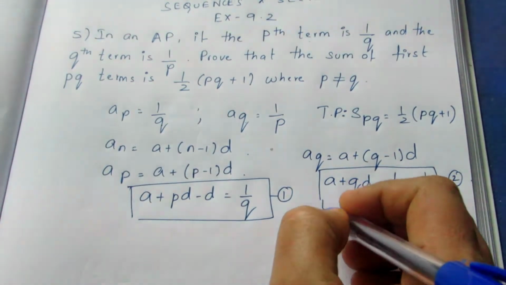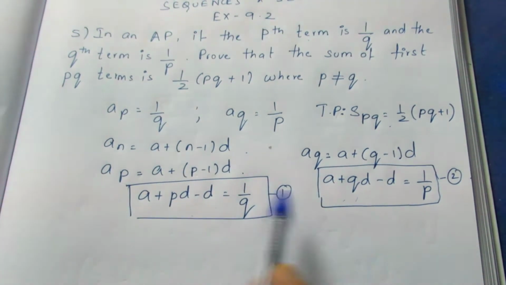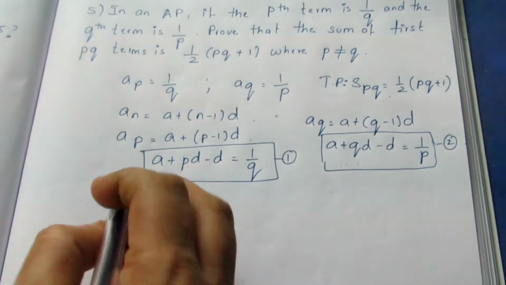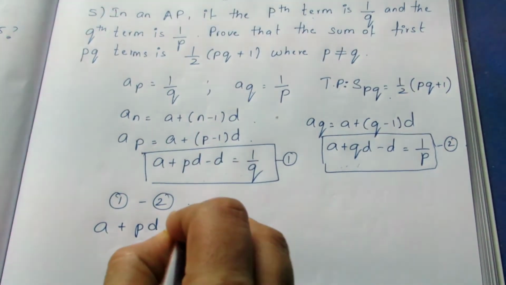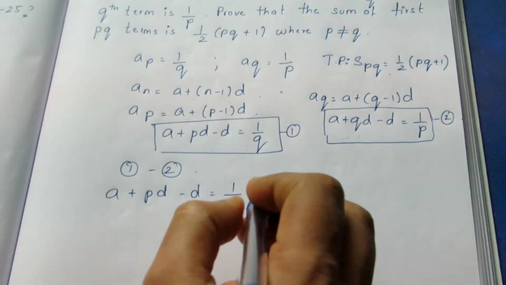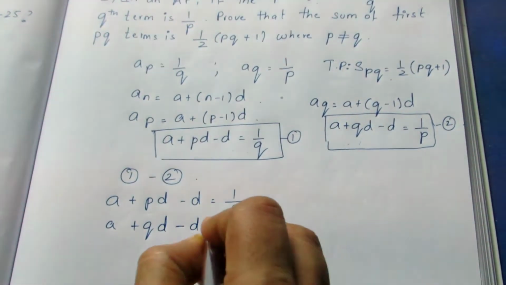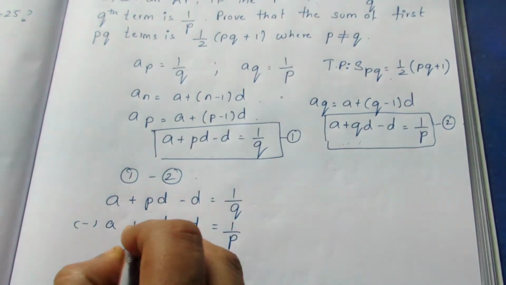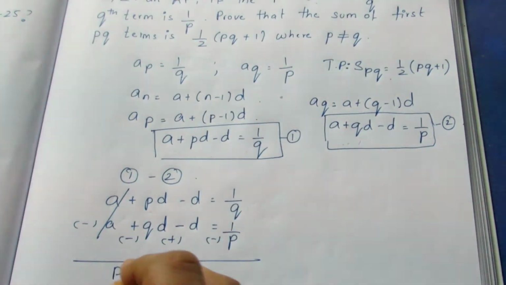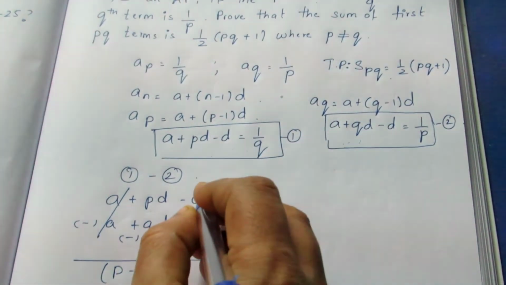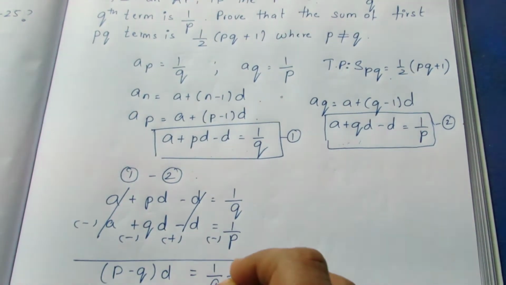Here we need to find a and d to solve this. For that I am subtracting these two equations, equation 1 minus equation 2. Here a plus pd minus d is equal to 1 by q, and a plus qd minus d is equal to 1 by p. For subtracting, just change the sign of everything. Here a gets cancelled, and this becomes (p minus q) into d. Here d gets cancelled. It is equal to 1 by q minus 1 by p.